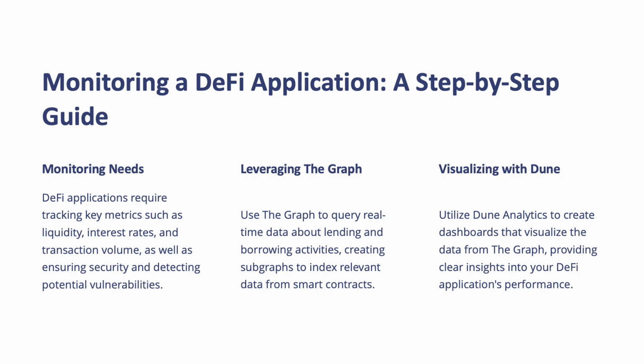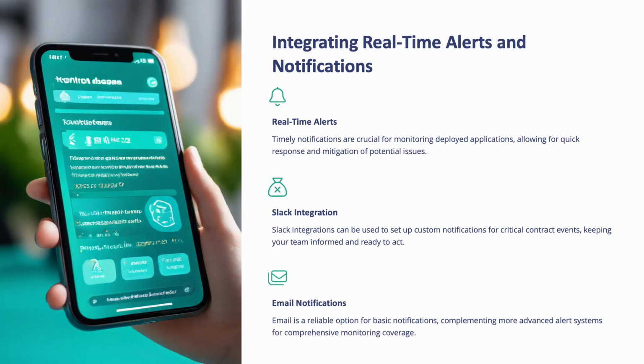Moving on, we have integrating real-time alerts and notifications. Real-time alerts are crucial for monitoring your DApp. You can integrate Slack to receive custom notifications for critical contract events, or use email notifications for a simpler setup. This ensures your team is always informed and ready to act quickly if something goes wrong.